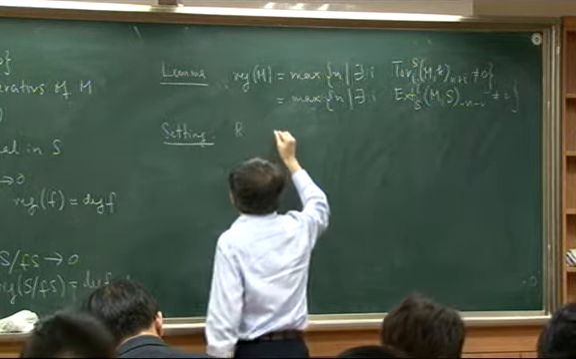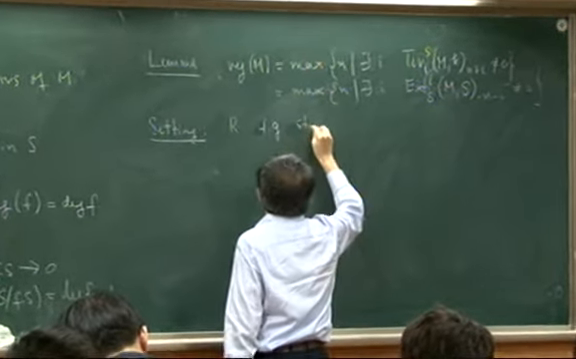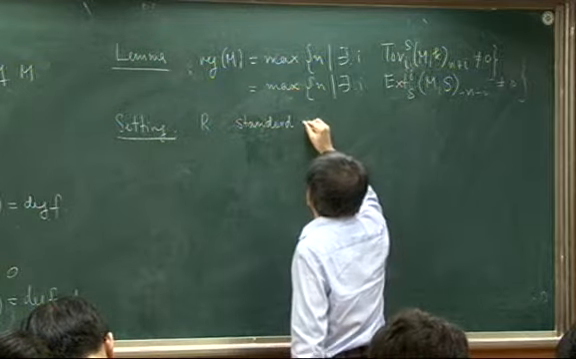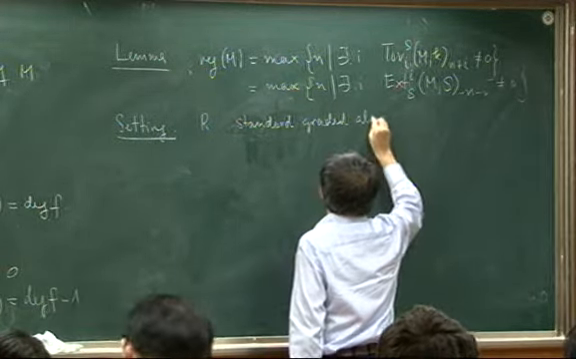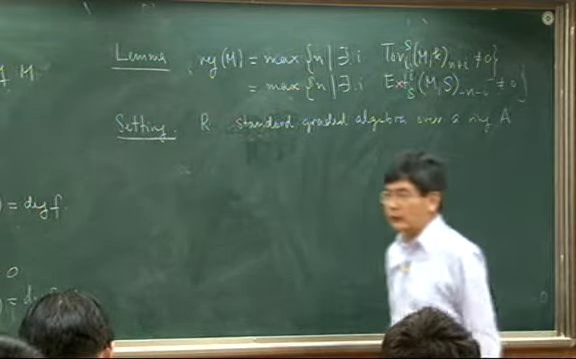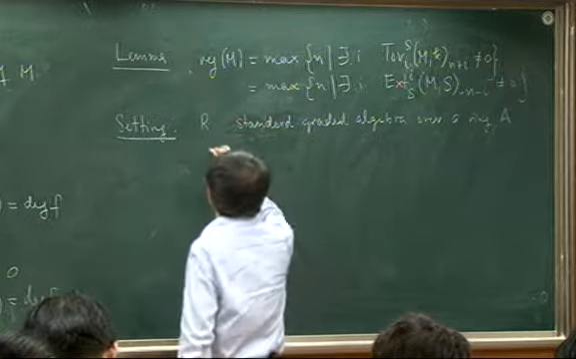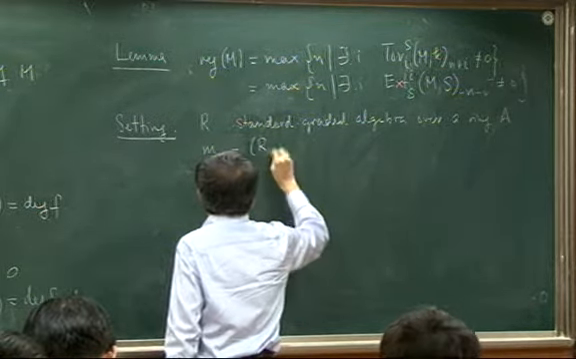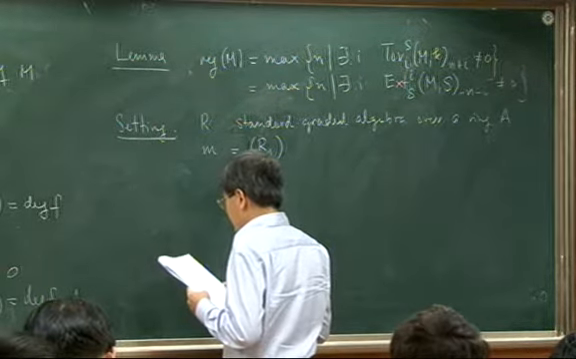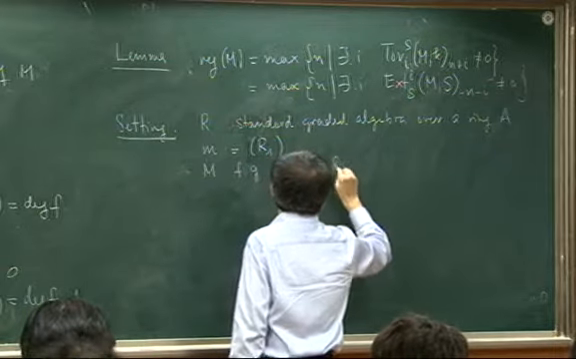that now I consider R is a graded algebra, finitely generated, standard graded, over a ring A. So the ring here should be a Noetherian ring, commutative Noetherian ring A with unity, and then I denote by m the ideal generated by the linear forms of R. And now M, big M, is a finitely generated graded R-module.